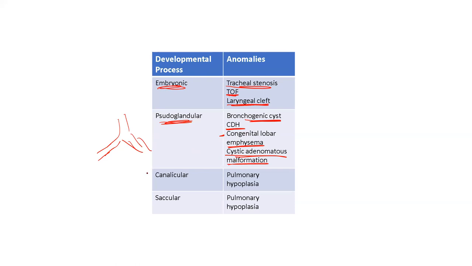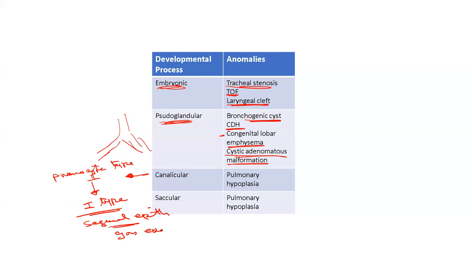And then the canalicular phase. Why is the canalicular phase critical? Because at this time the pneumocyte type 2 converts, or gives you the origin of, the pneumocyte type 1. So where does type 1 come from? It comes from type 2. And type 1 is the squamous epithelium, important for gas exchange.